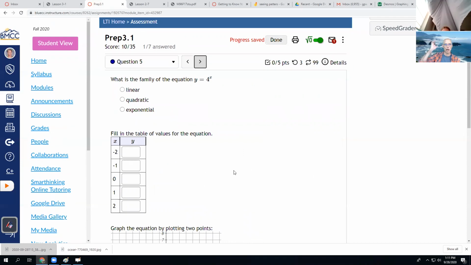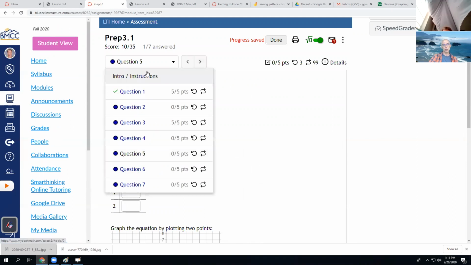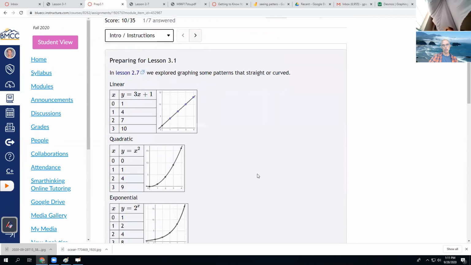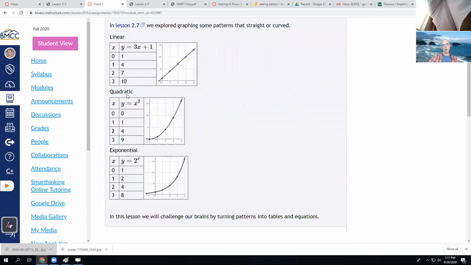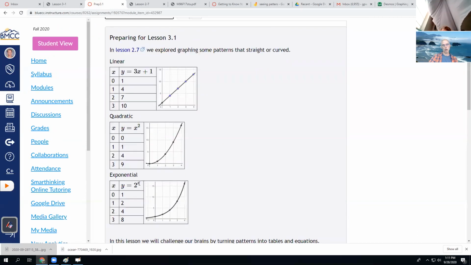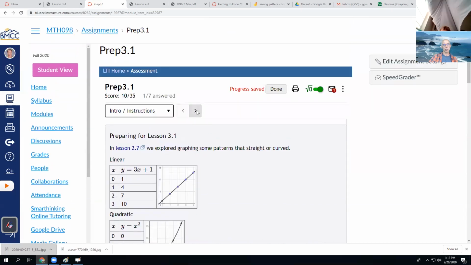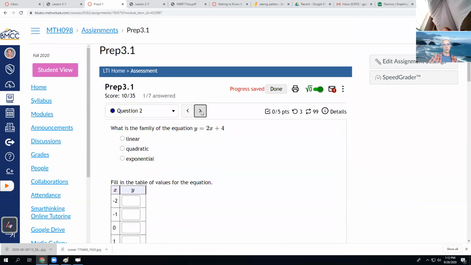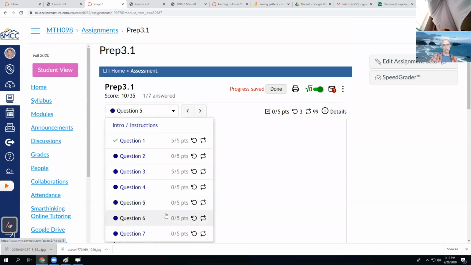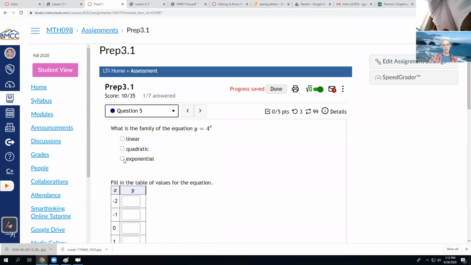So I'm on question number 5. The question is, what family is this in? Is it linear, quadratic, or exponential? Maybe I forgot, so I can jump to that intro page where it says linear, quadratic, or exponential. Which does that question look more like? I believe it was a 4 to the power x, so I'm going to guess it's exponential. Remember, you can navigate either with these arrows or the drop-down menu. Okay, so I'm going to put the guess as exponential.